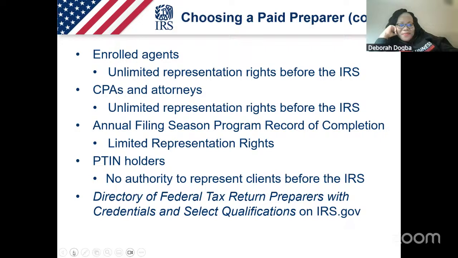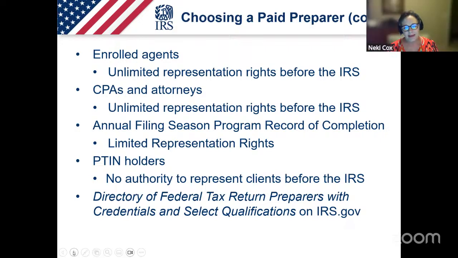All right, let's move to choosing a paid tax preparer. When I went to college, the only thing they ever mentioned to me was CPAs. That's all that I ever knew that existed. But there are tax preparers called enrolled agents. There's the CPAs. There are tax attorneys. And then there are annual filing season preparers that have nothing but a PTIN, and they're just called PTIN holders.